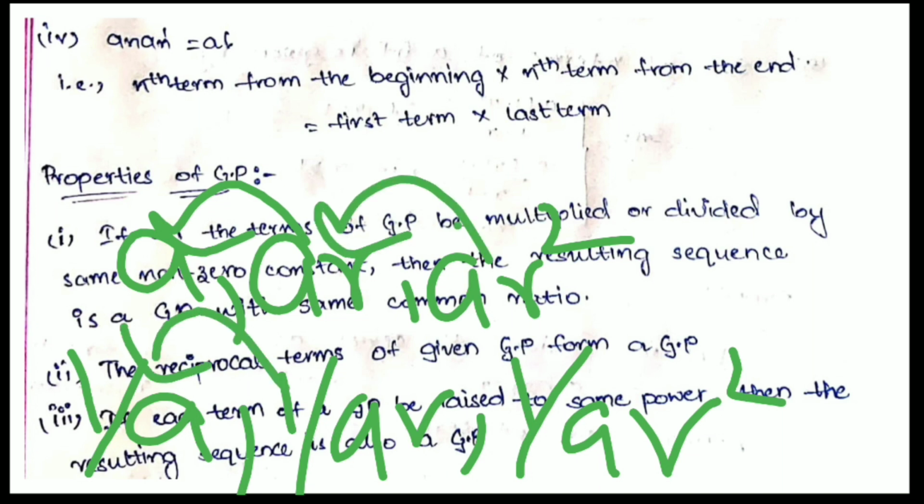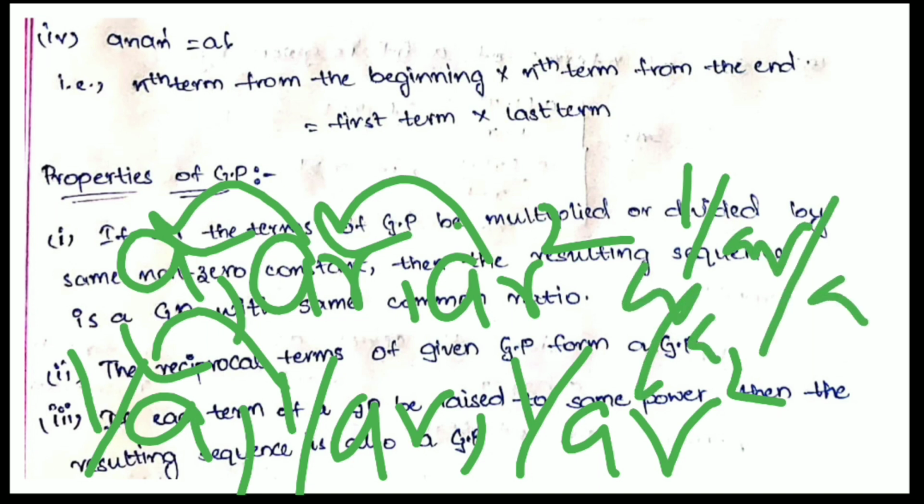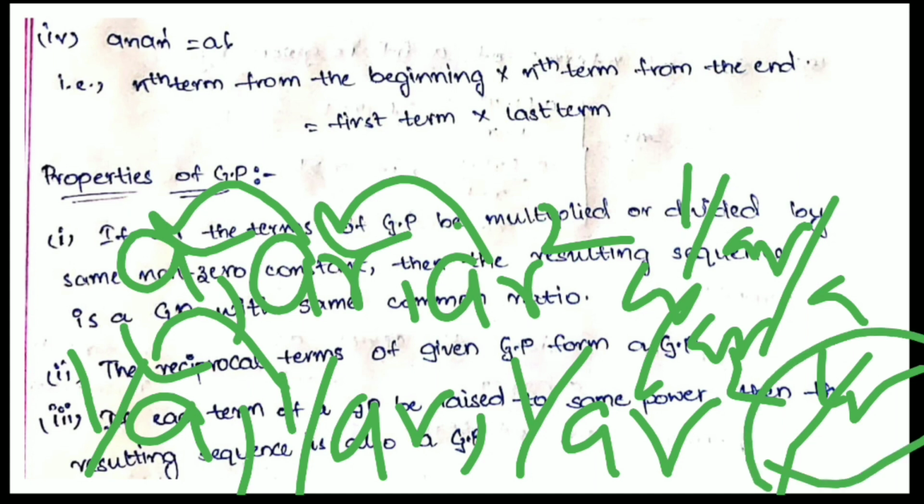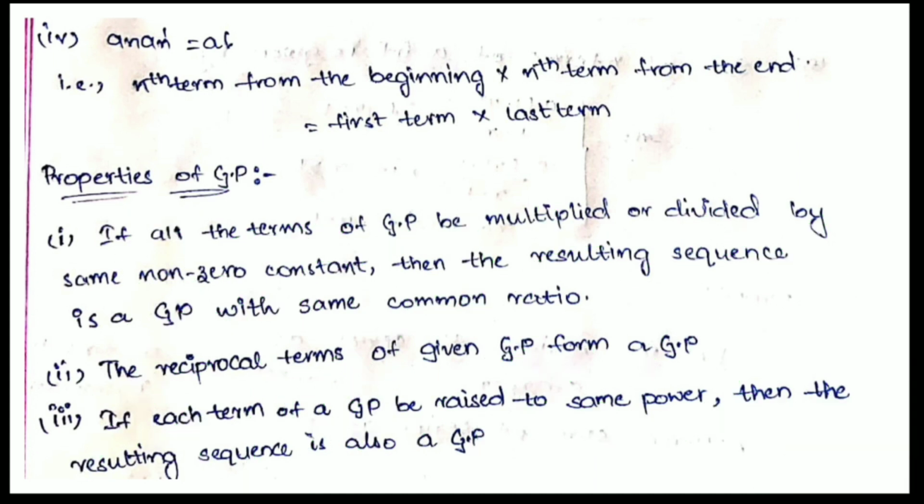Here we'll have common ratio 1 by AR by 1 by A, that is A by AR, 1 by R. Here we'll have common ratio 1 by R. It also forms a GP, but the common ratio also gets reciprocal. If each term of a GP is raised to the same power, then the resulting sequence is also a GP, of course.